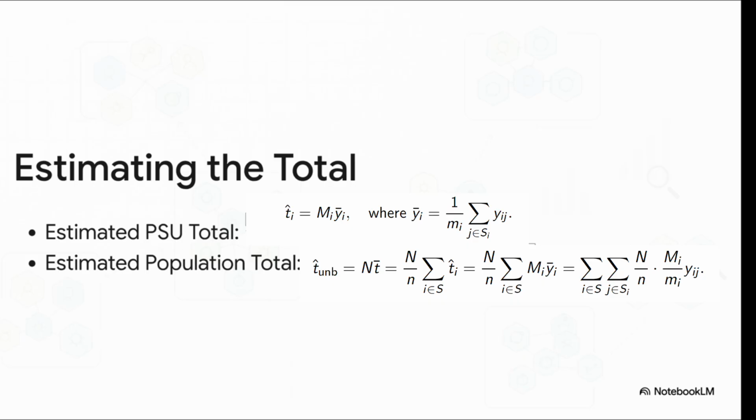The logic is pretty simple. You take the average value from your little subsample, that's your y bar i, and you just multiply it by the total number of elements you know are in that cluster, Mi. And boom, that gives you t hat i, our best guess for that one cluster's total. Once you've done that for every cluster in your sample, you just add them all up and then scale that number by N over n to blow it up to the full population size. And that final number, that's our unbiased estimate of the population total, t hat unb.